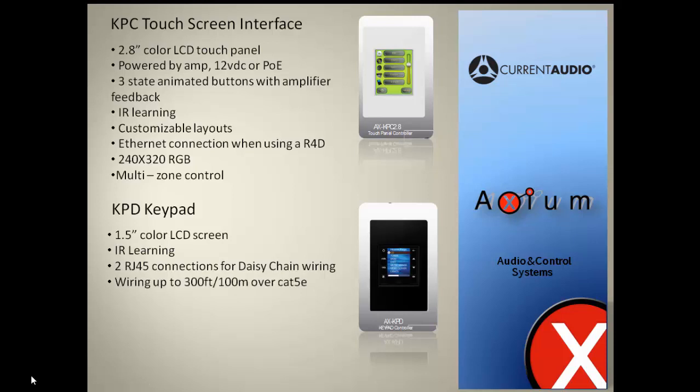Wiring up to 300 feet over Cat5e, and that's the same for the KPC and KPD keypads. This keypad is powered by 12 volts from the amplifier or by a 12 volt transformer. It is suggested that you plug this keypad directly into the back of the amplifier and try not to use a 12 volt source, because you would have to kind of break out your Cat5 to do so. So it's suggested that this keypad be plugged directly into the back of a 400, 800, R1, or R4D.